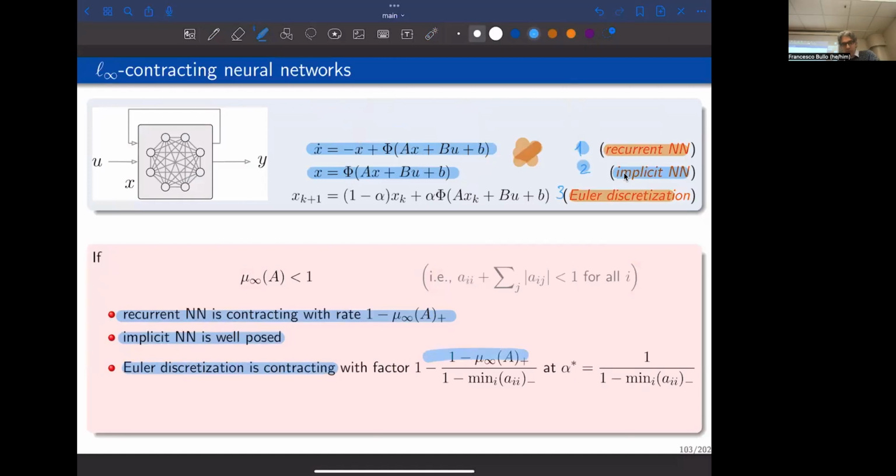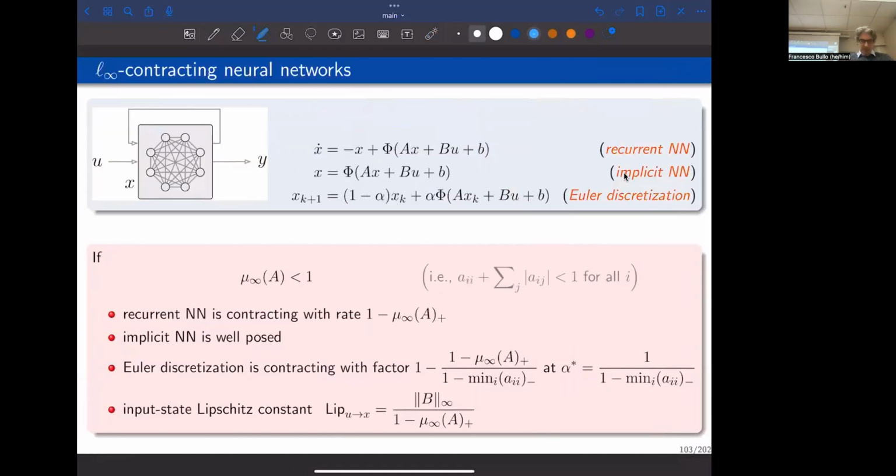And so there is a particular contraction factor that you achieve at a very particular step size. And these formulas for the optimal contraction factor and the optimal step size are different from the one you saw yesterday, because yesterday I showed you the formula for the optimal step size for a generic arbitrary norm. Knowing that this was the infinity norm, you can select a better step size.